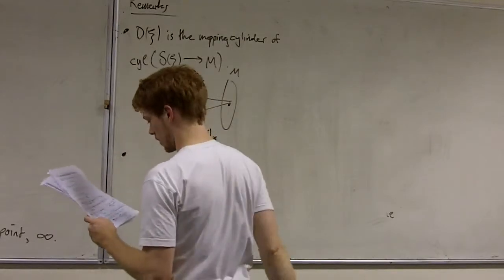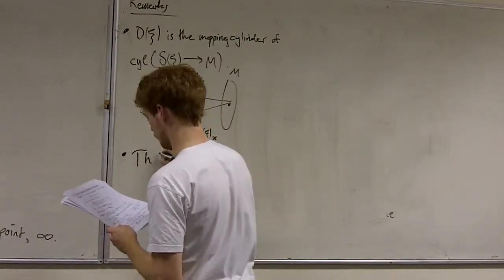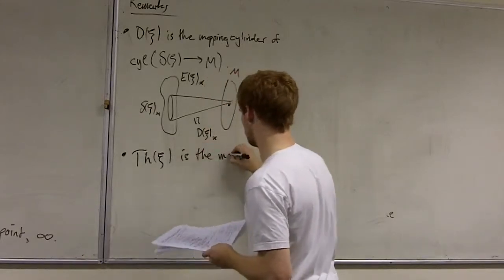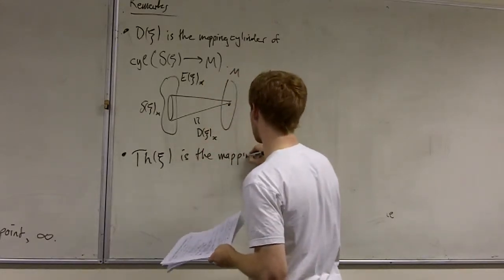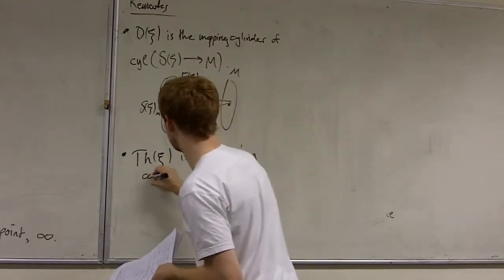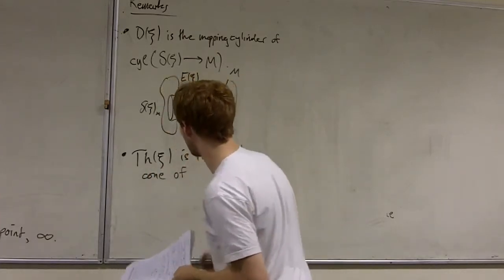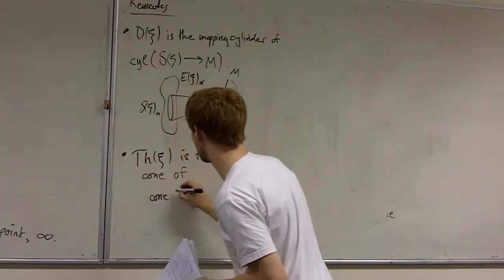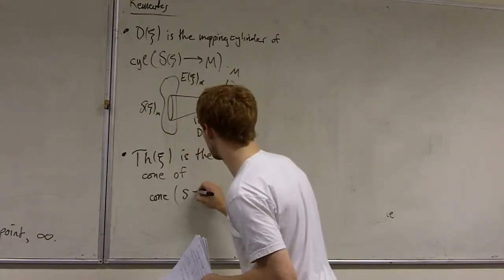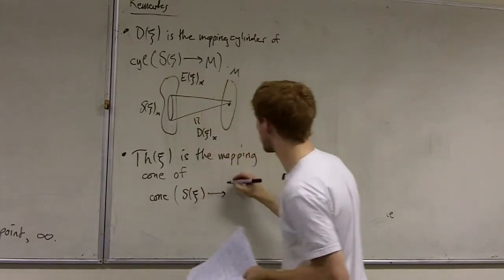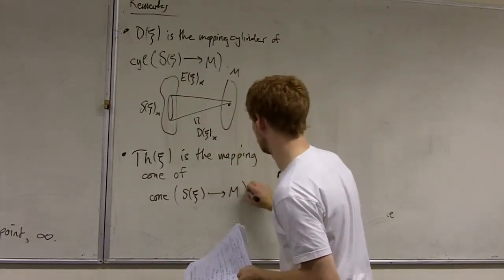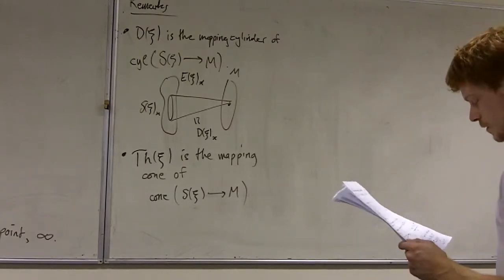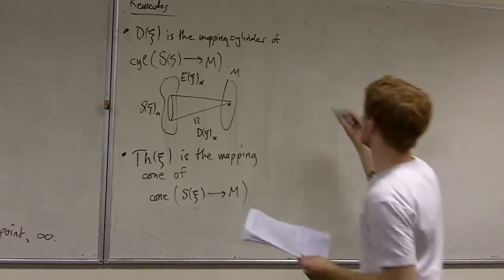So secondly, I guess the Thom space is the mapping cone of the same thing. Okay, so that's all I'm going to say about that.